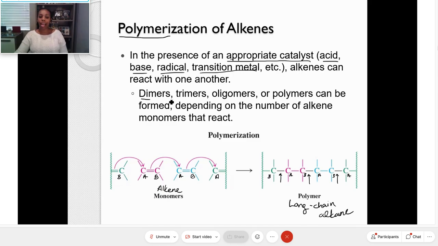If 2 of them react, we'll get a dimer. If 3 alkenes react with themselves, trimer. Beyond that, we call them oligomers. And then once it's like thousands, we call it polymers. So thousands and thousands of these alkenes reacting, we call it a polymer. So this is just the basic of our polymerization reaction.